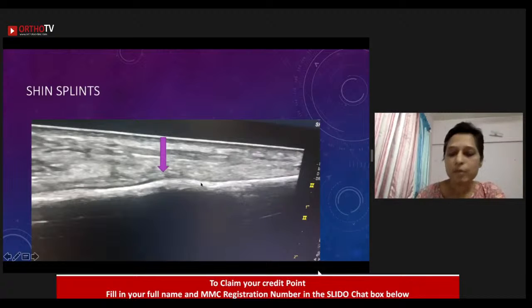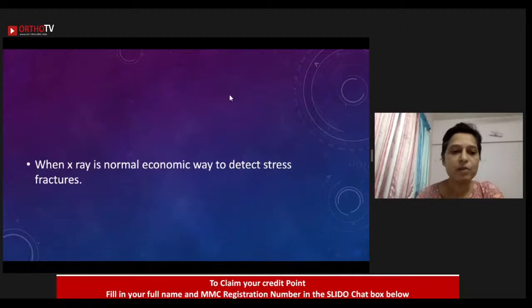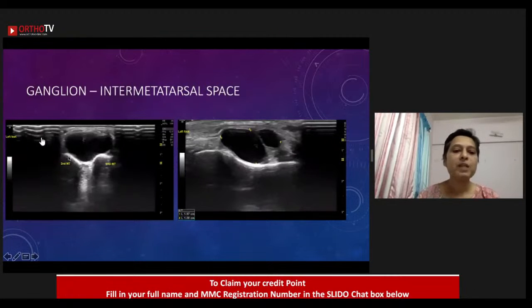This is callus formation. This is again a breach in the cortical continuity, which was suggestive of a stress fracture. So when X-rays are normal, this is a simple way to diagnose shin splints as well as stress fractures.